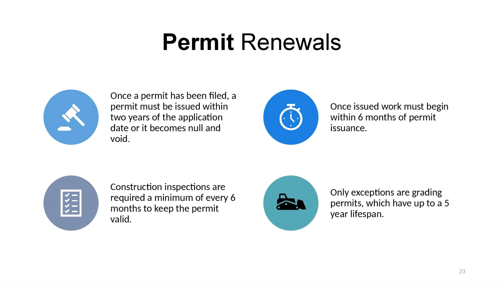You are able to renew your permits. Once a permit has been filed, a permit must be issued within 2 years of the application date or becomes null and void. Once the permit is issued, work must begin on the site within 6 months. Construction inspections are required a minimum of every 6 months to keep the permit valid. The only exceptions are for grading permits, which have up to a 5-year lifespan.